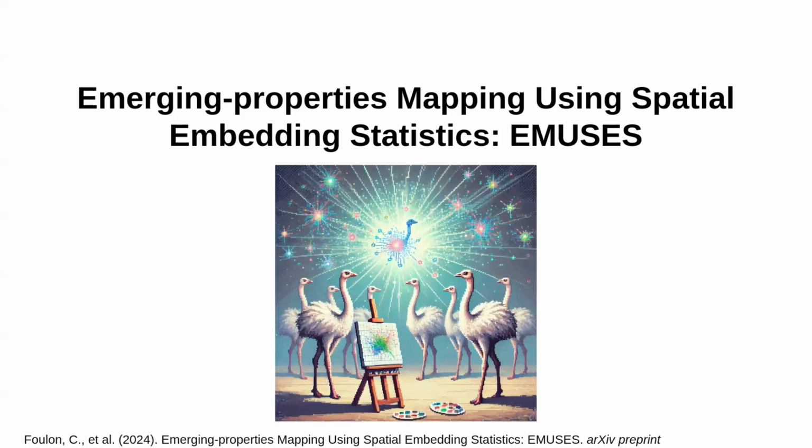Okay, so I'm gonna talk about EMUSES. It's Emerging Properties Mapping using Spatial Embedding Statistics. It's still a work in progress towards the end, but there would be so much development that we could do.